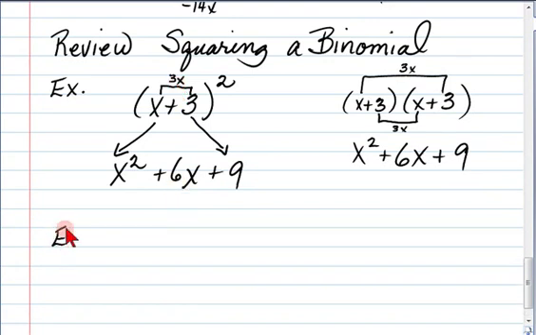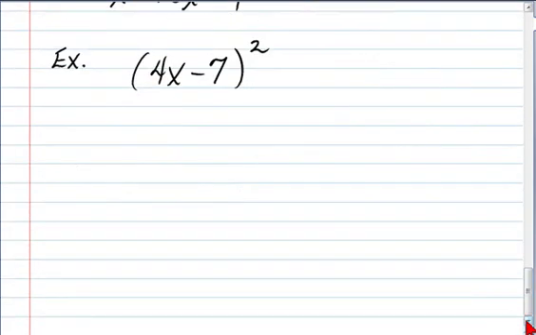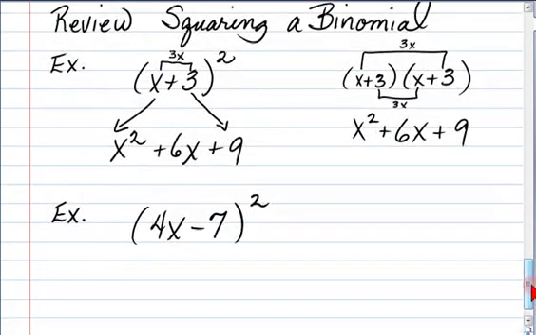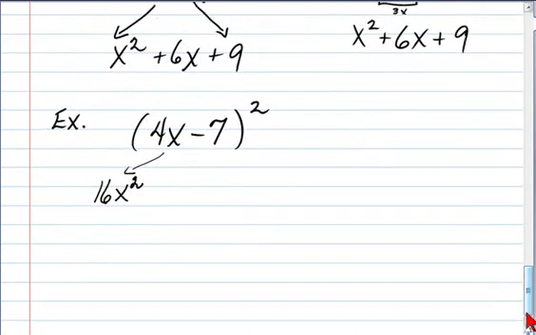Let's do one more of those. Let's suppose I have 4x minus 7 quantities squared. We're just going to do it the shortcut way. Square the first. 4x times 4x is 16x squared. And I see a lot of people leave off exponents sometimes. Don't leave those off. Now, to get the middle term, what you do is multiply.